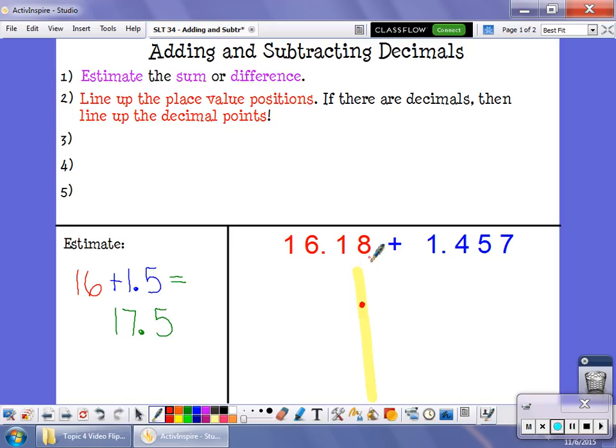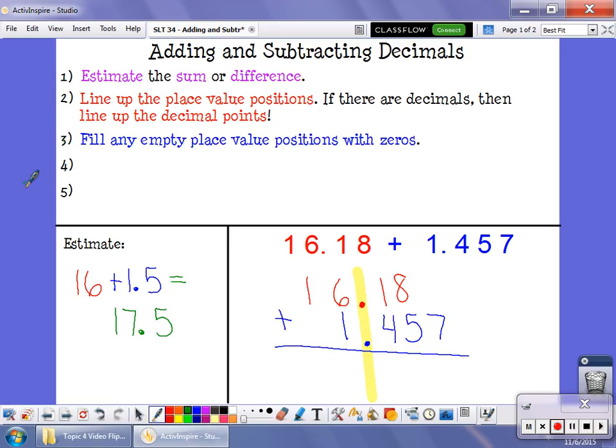So when I take this first number, 16 and 1800ths, I'm going to write it with the decimal point on that imaginary line. And I'm going to do the same thing for my second number. I'm going to take this number and write it with my decimal point on this imaginary line. Oops, that should be a 1.4 5 7. Now what this does for me is it lines up my place value positions. My ones columns are together, my tenths, my hundredths, and my thousandths. So this imaginary line, when I line up my decimal, helps me keep all my place value positions in order.